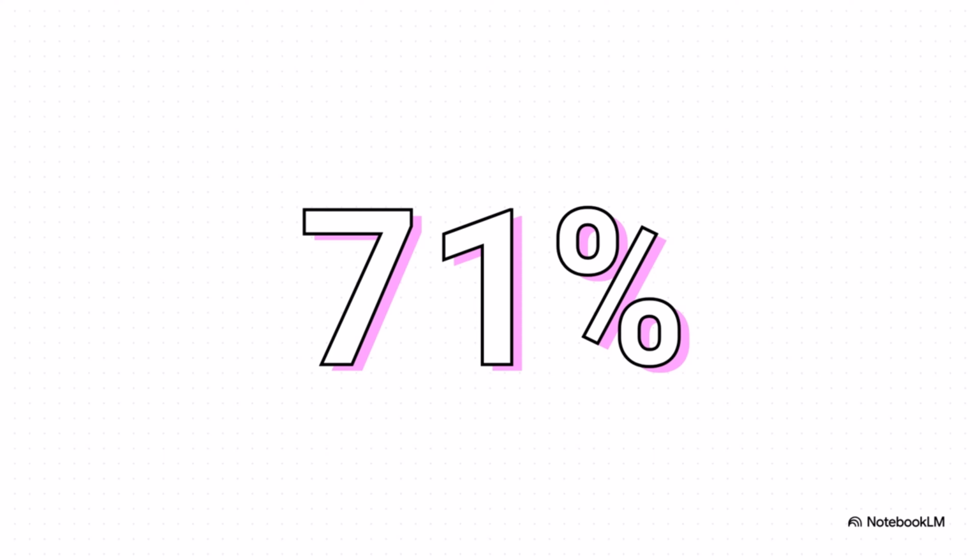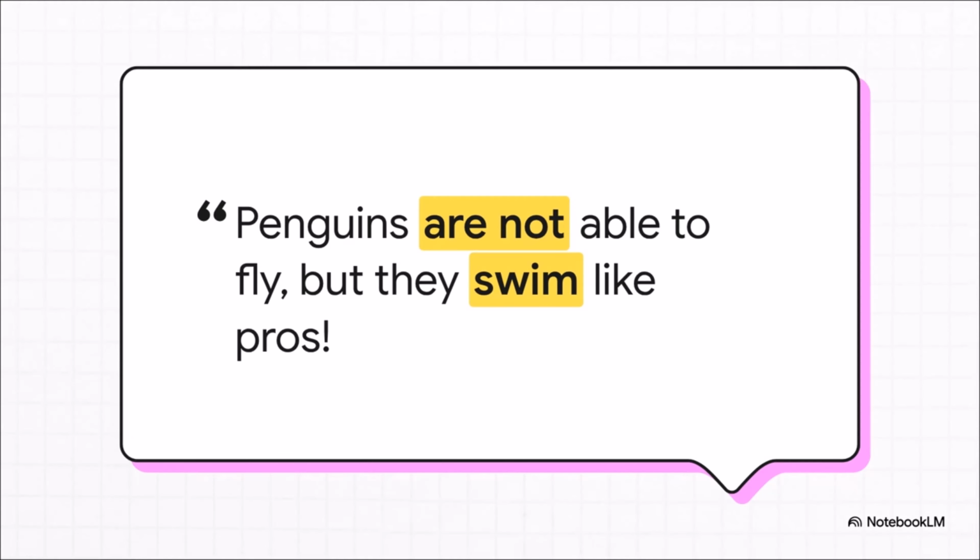This verb is perfect for stating big, important facts. Take this number, for instance. To explain it, we'd say, the Earth's surface is 71% water. Or to get to the core idea, water is essential. We use is to state these fundamental truths. And this is a really fun example of the negative form. Sometimes describing what something isn't is just as important as describing what it is. This sentence tells us penguins are not able to fly. It helps us state a clear fact by using that negative form of to be.